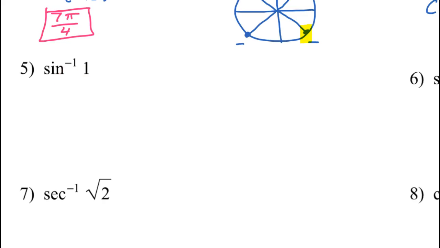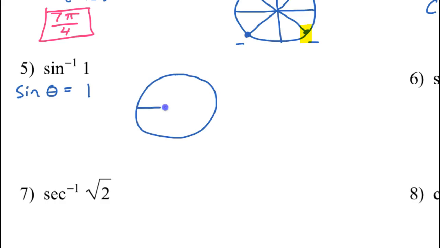When you see this problem, the inverse sine of negative 1, you should be thinking the sine of what angle is equal to negative 1? And sine is just a y value, so you should be thinking, where is the y value equal to negative 1? The y value equals negative 1 only in one place, right there at the very bottom. So this is unambiguous. The answer has to be negative pi over 2.